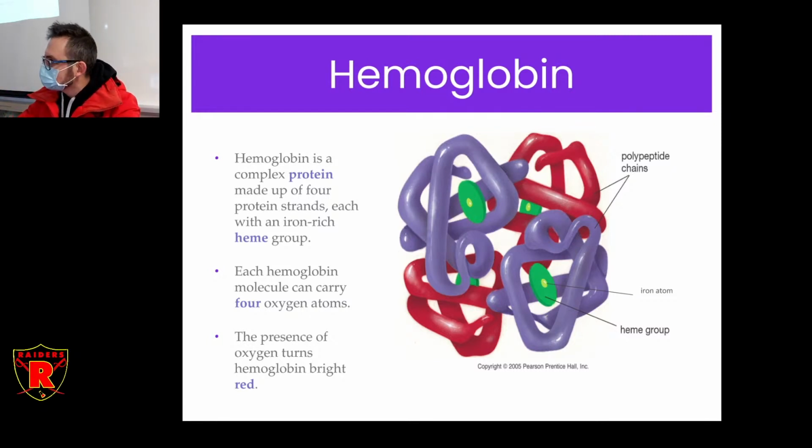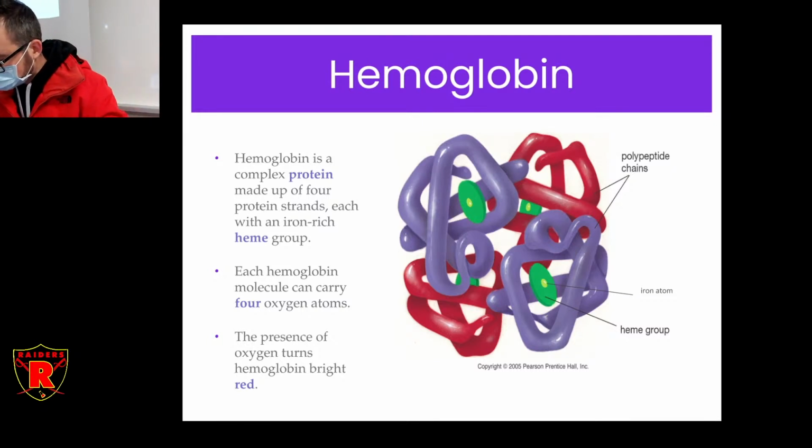It does change color slightly, so it's like a purpley color, like a reddy purple. And then when it does bind to oxygen, it becomes like a bright red color. So that's the difference between oxygenated and deoxygenated blood. I should mention that there is no blue blood. So even when it's deoxygenated, it doesn't look blue, but it does look kind of purpley.